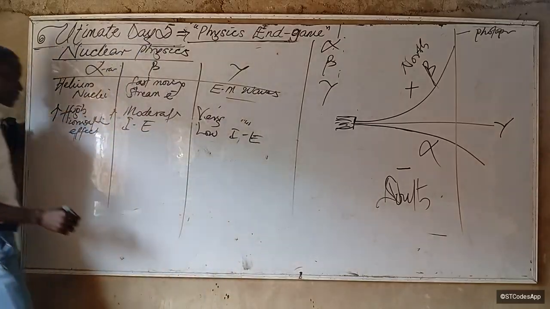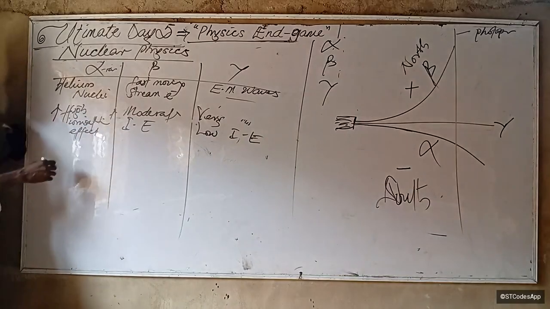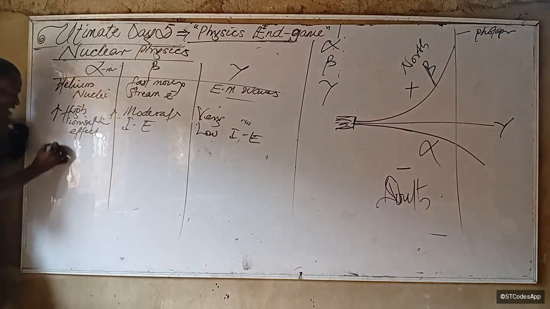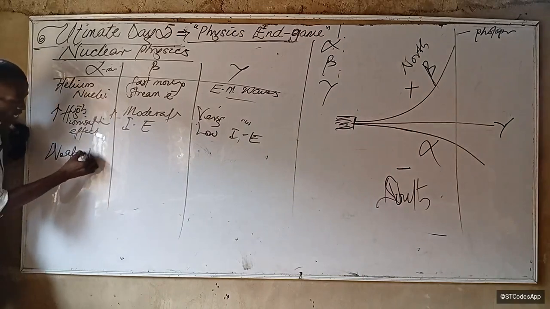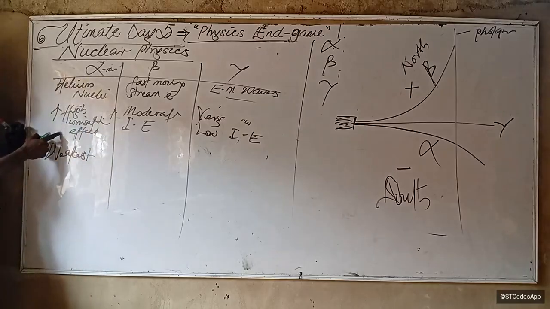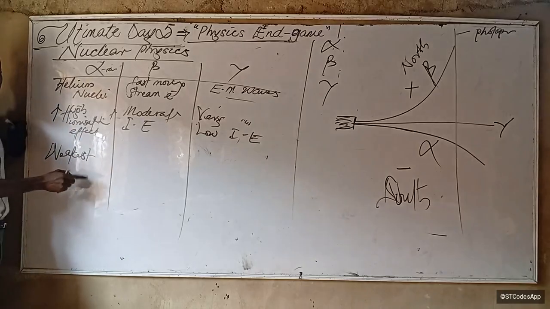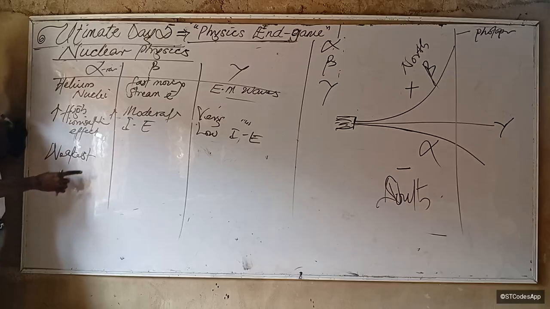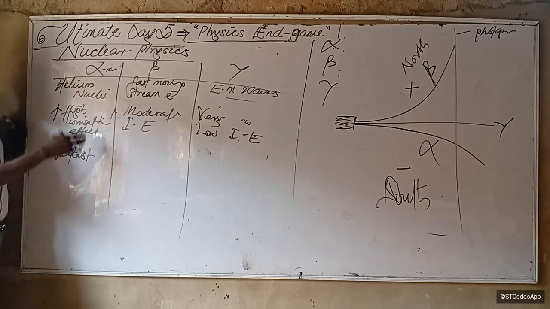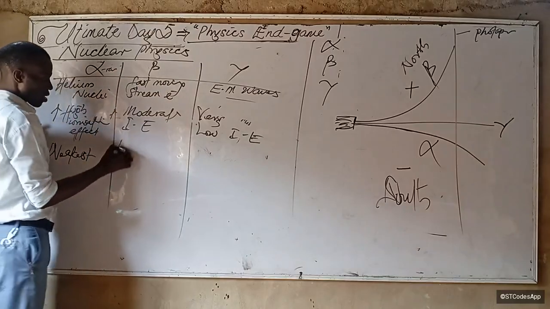Now let's talk about their penetration power. Which one has the highest penetration power? Alpha has the weakest penetration power, because basically, the higher the ionization effect, the lower the penetration power. That's why alpha can be stopped with a piece of paper. Then beta has what? Moderate penetration power.